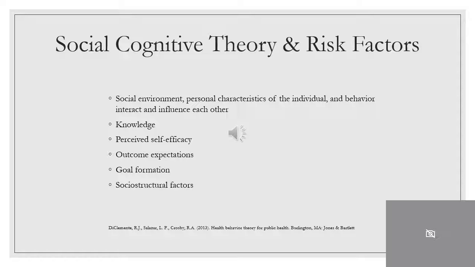Outcome expectations. Is avoiding excessive alcohol use beneficial for me? The next one is goal formation, which would be like, what are the steps needed to succeed in avoiding the behavior? And then finally, there are socio-structural factors. So how does the community help decrease the risky behavior?